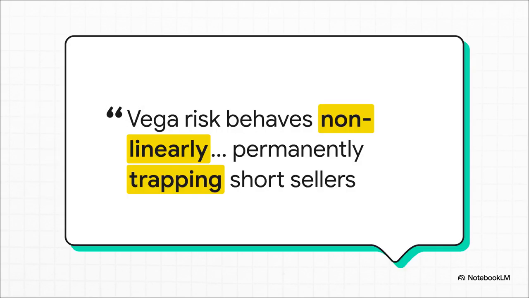And that leads us to the core structural rule derived from this entire Q&A analysis. Let me just quote it. When a black swan event expands IV past roughly 60%, Vega risk behaves non-linearly, flattening out at extreme premium levels and permanently trapping short volatility sellers who cannot find liquid counterparties to hedge. At that point, you stop playing a game of manageable risk and you start playing a game of pure survival where the math is actively working against you.